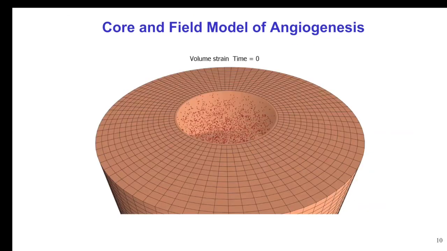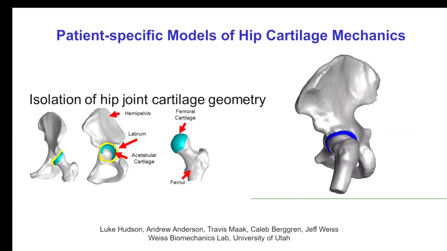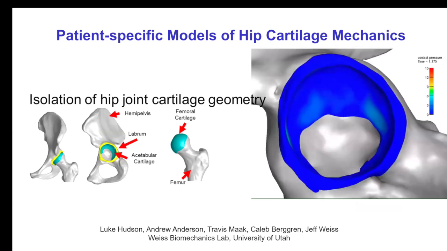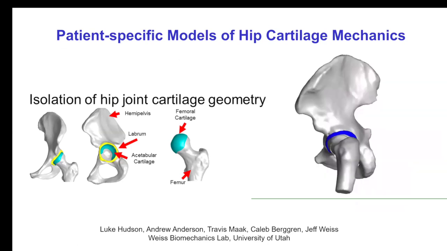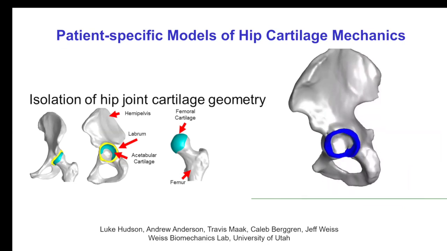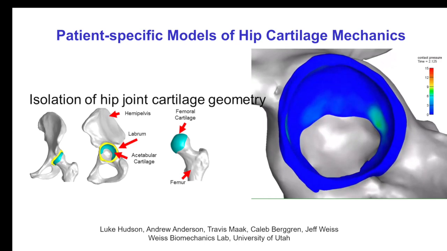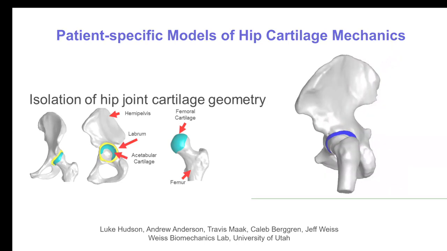So I think I'll skip over this model for now. Just show some other examples from applications in my laboratory. So Luke is studying the effect of the labrum on chondrolabral mechanics in hips that have femoral acetabular impingement syndrome. So he builds patient-specific models from MRI and CT data, applies patient-specific kinematics, and uses the code to predict the contact stresses in acetabular cartilage during activities such as gait and squat.